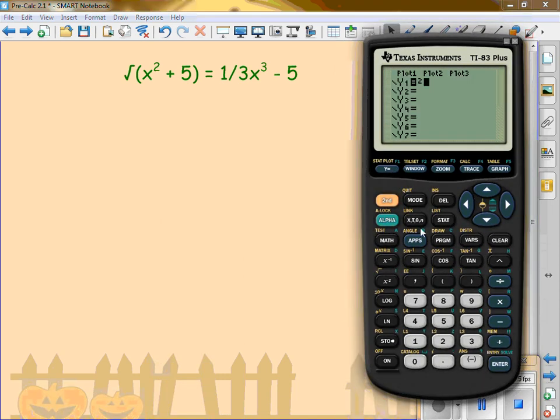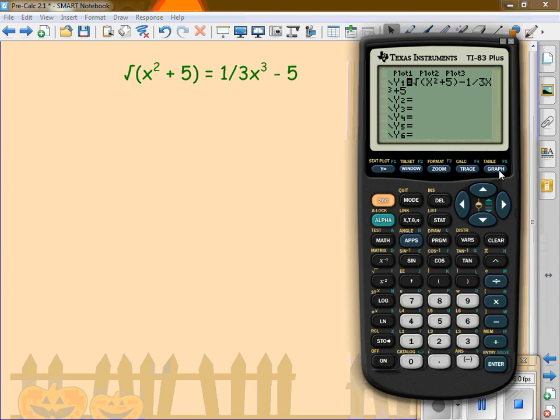I have the square root, sorry, second squared, x squared plus 5. Close the parentheses so we don't have any issues. I move this over, it becomes negative 1/3 x cubed. Move this over, it becomes positive. I graph. My intersection's right here, which looks like it's about 3.